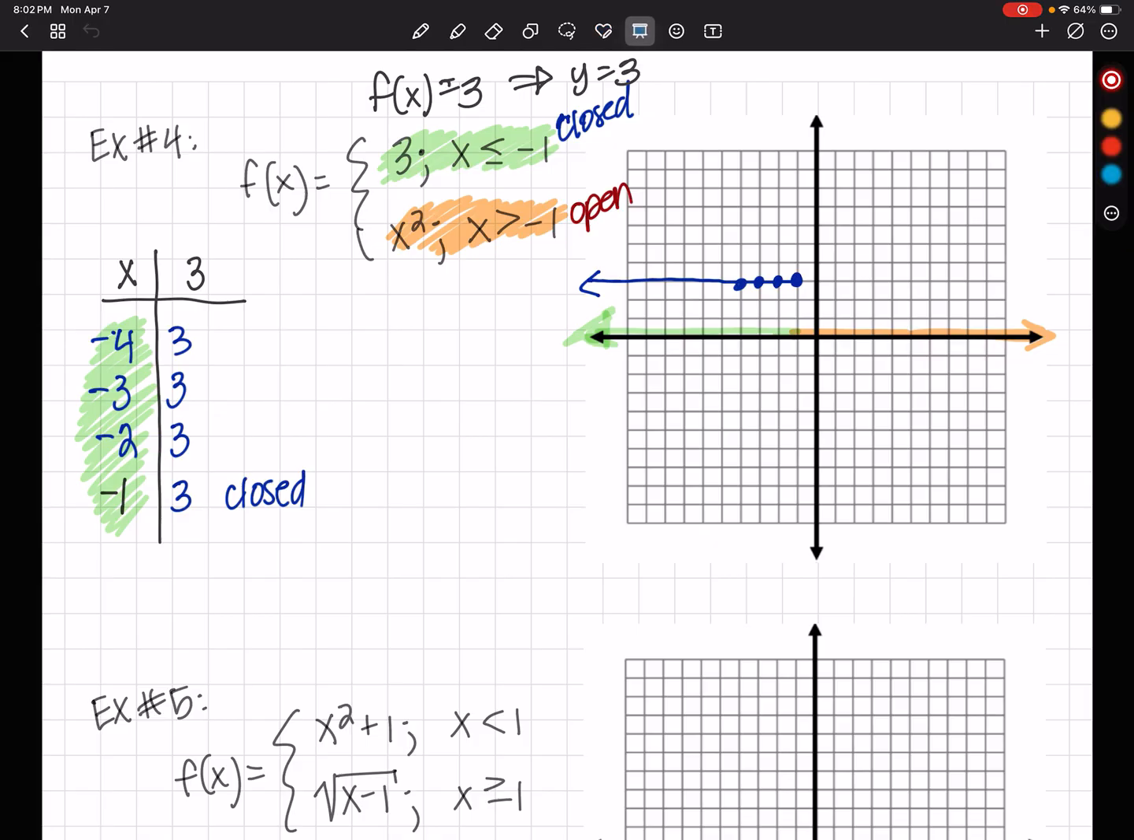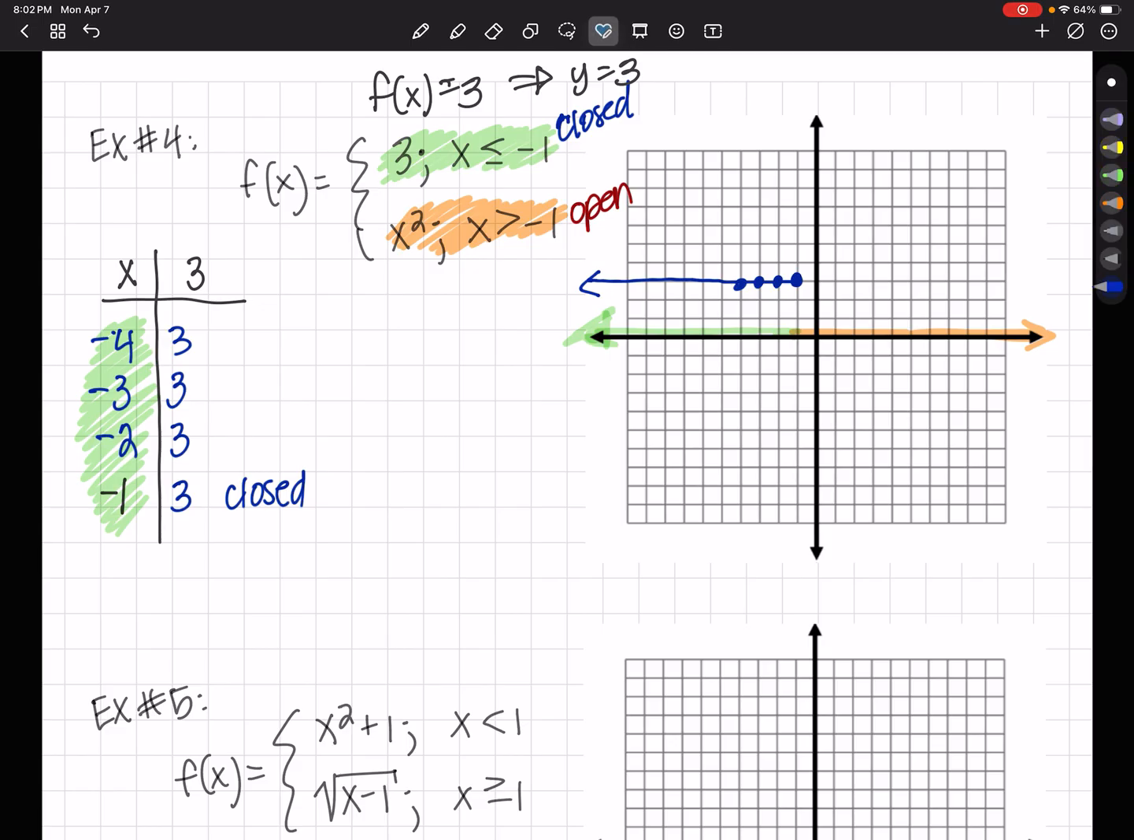Now, these are all closed circles. The only potential open circle you're going to have is at this value right here, so at this input. But for this piece of the function, x is less than or equal to -1, this equal to means that you're not going to have any open circles. You will have closed circles here. The second piece, you will have an open circle.